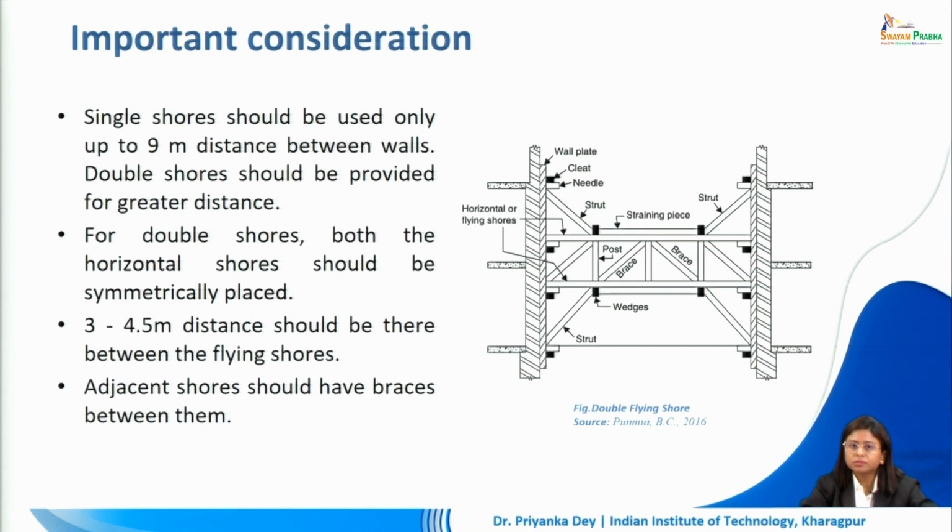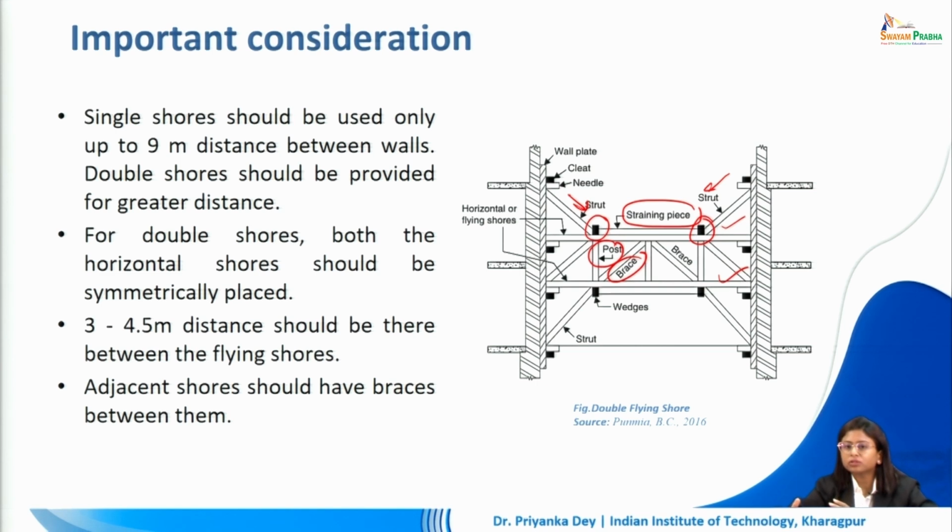Now single shores should be used only up to 9 meter distance between the walls. We have already discussed this. Now double shores we can provide for greater distance. For double shores, both the horizontal shores should be symmetrically placed. So they are going to be parallel to each other, symmetrically placed. We are also going to use the same arrangement of using struts held in position with the straining piece and the folding wedges. But for additional support between the two flying shores, we are going to have posts and braces.